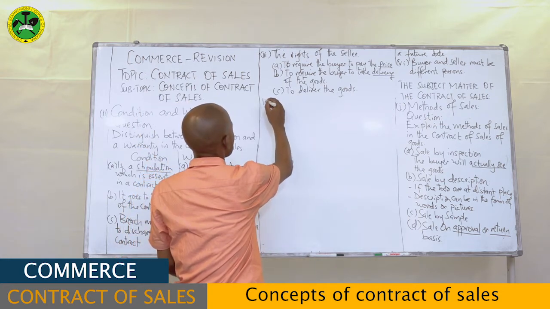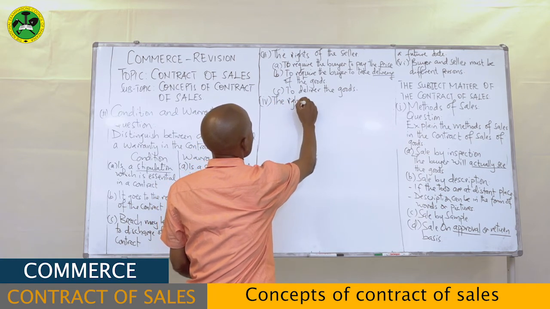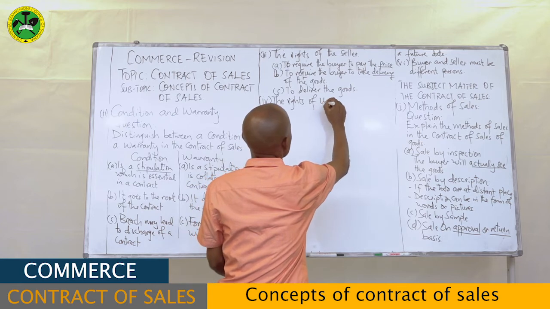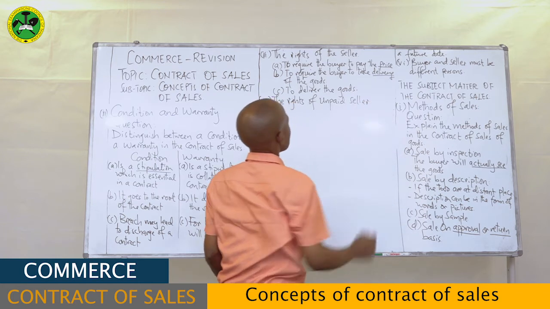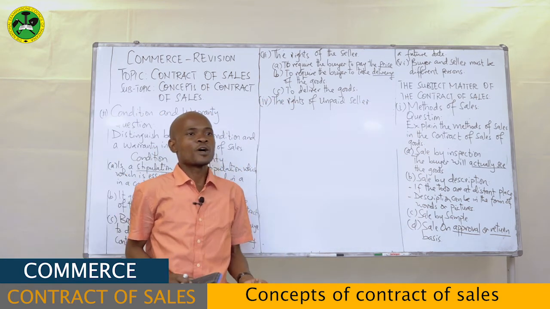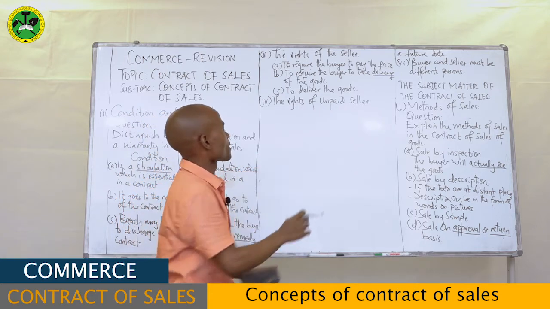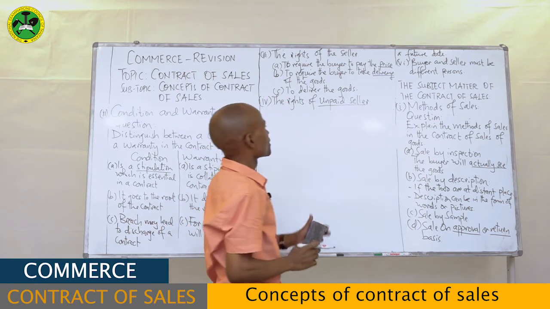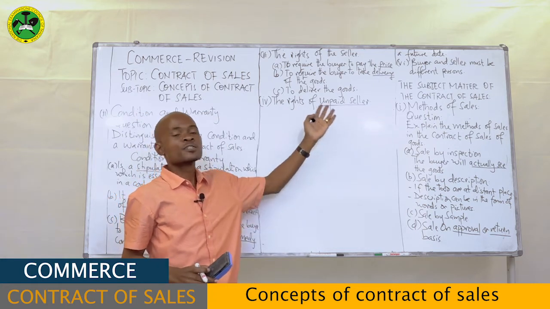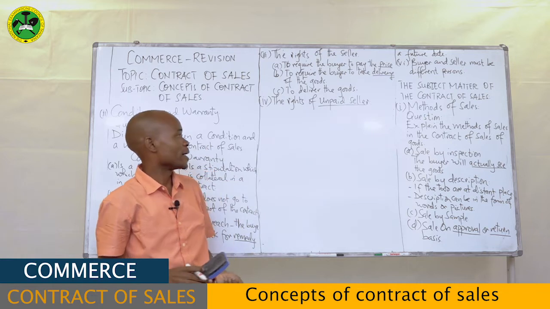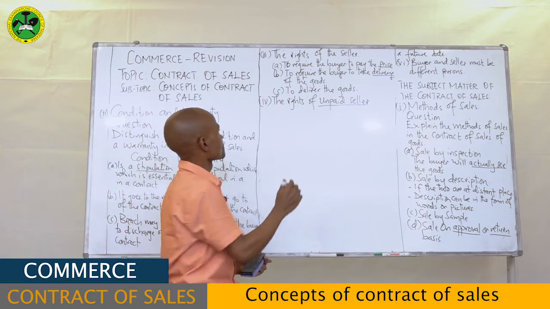The fourth is about the rights of the unpaid seller. Now, the question can be, who is an unpaid seller? An unpaid seller is a seller who has not received payment from the buyer. Now, the rights, we can divide them into two parts.